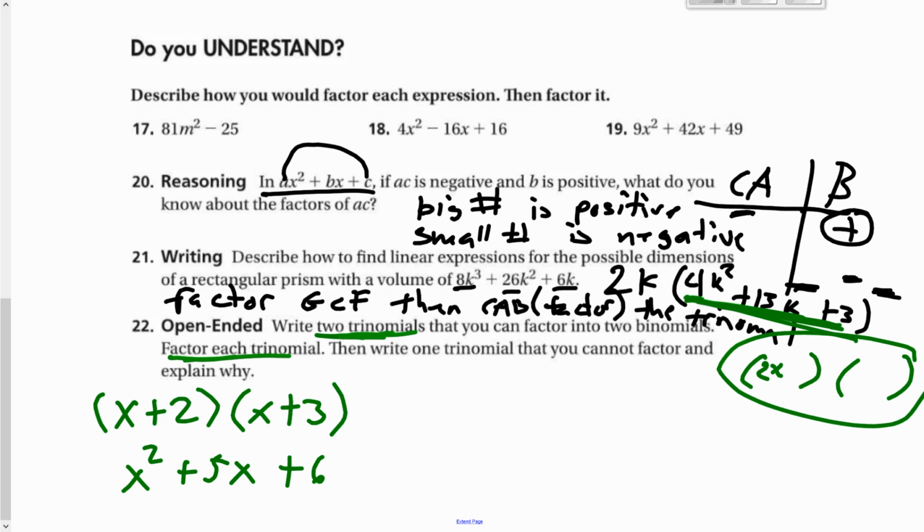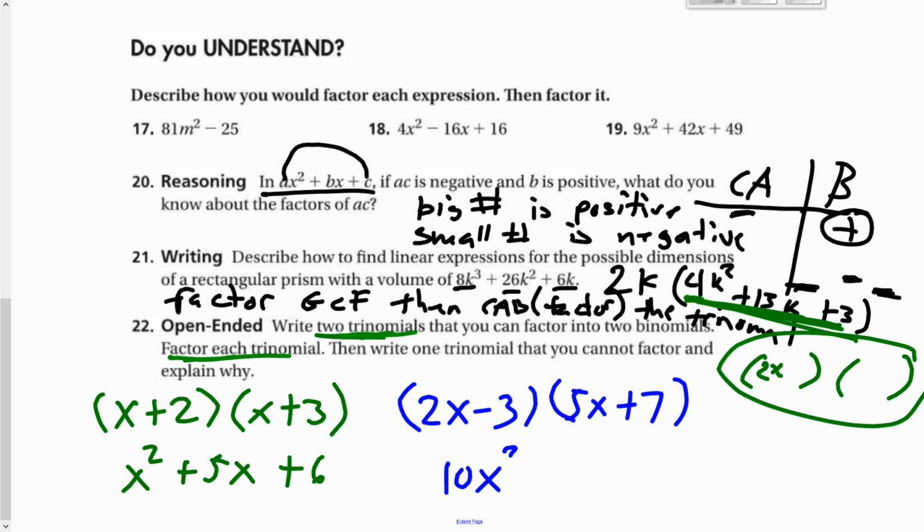So there's my trinomial, and I already factored it. And I could do that again. So you can go ahead and come up with your own. I'll just make one up: 2x minus 3 and 5x plus 7. Then I could just multiply this out. I know I'm going to get a 10x squared. I know I'm going to get a negative 21. And then I can multiply my middles, 14 and negative 15, so plus x. There we go. So there's my answer.